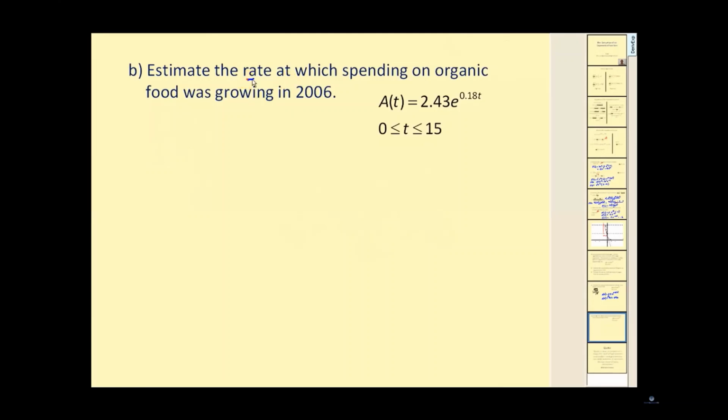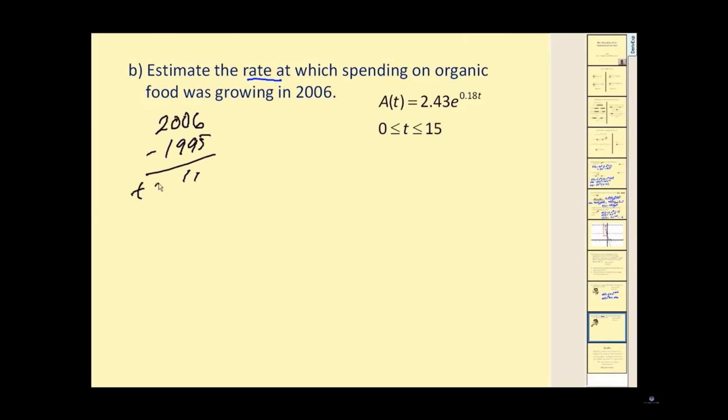estimate the rate at which the spending on organic food was growing in the year 2006. Whenever we hear that word rate or rate of change, we should be thinking derivative. So we need to evaluate the derivative. Let's start by finding our value of t.